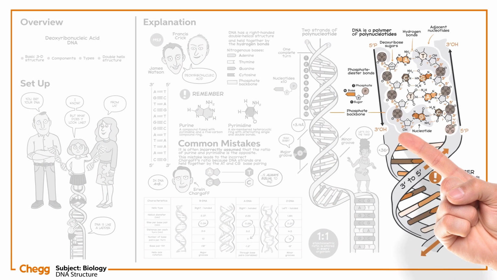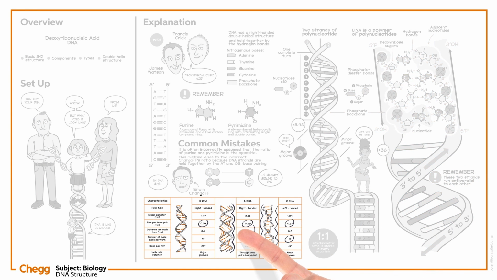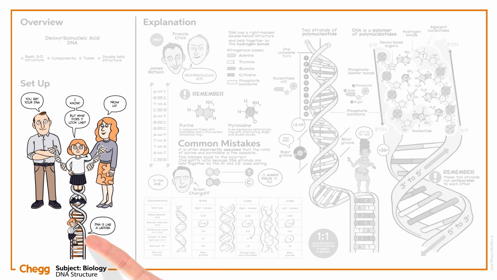To sum up, we now understand what our DNA looks like. We have also learned the basic 3D structure of DNA, its components, types, and the double helix structure of DNA that is similar to a ladder.